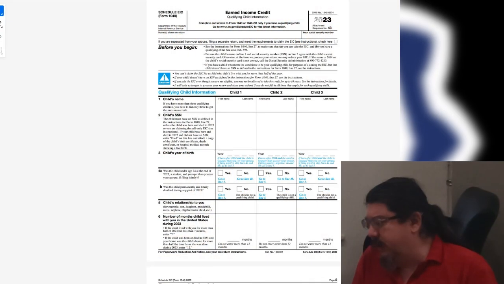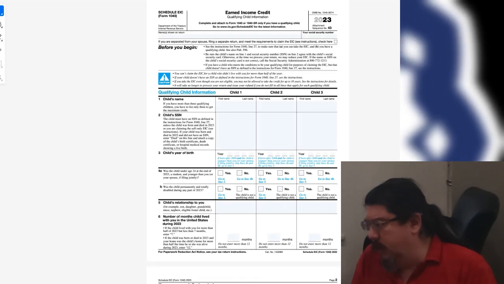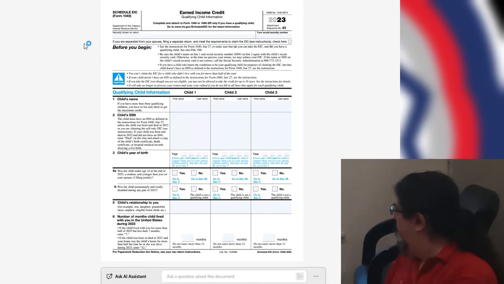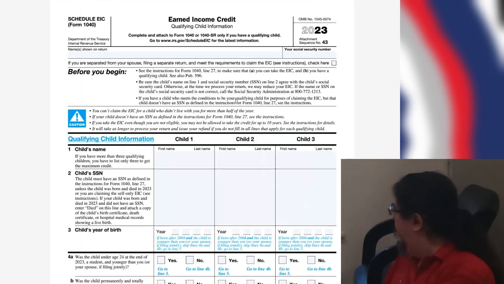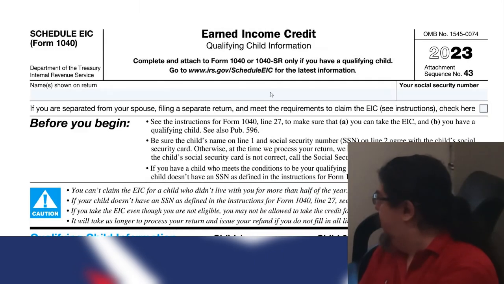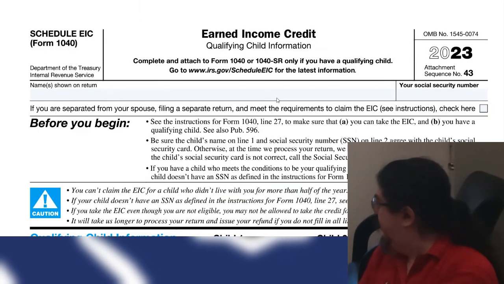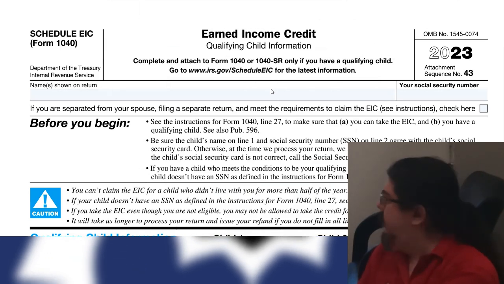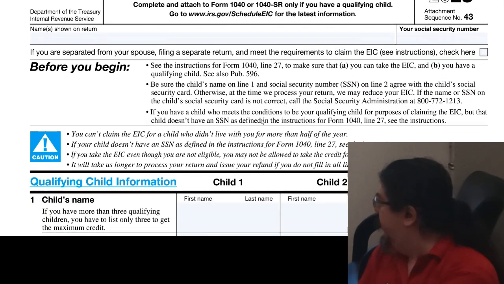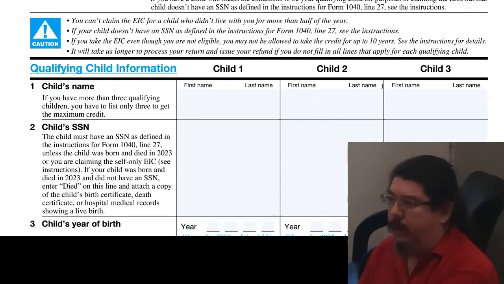If you have any qualifying children, then you must also complete Schedule EIC. Schedule EIC is pretty basic. This is what Schedule EIC looks like. It starts off with your name and social security number. It has some instructions. And then for each of up to 3 children, it asks for their name, social security number, and year of birth.